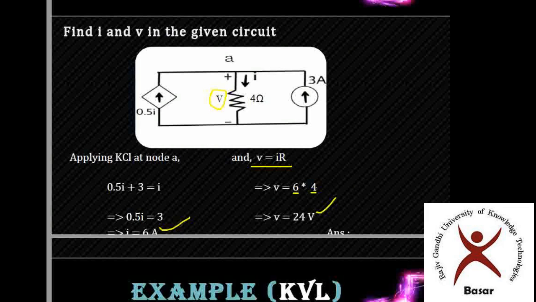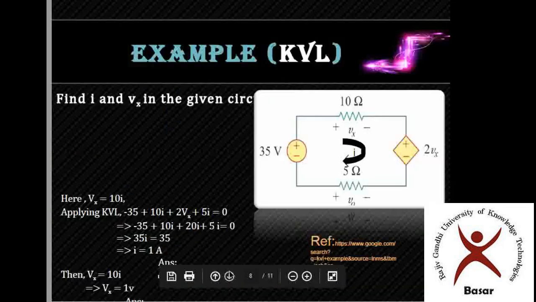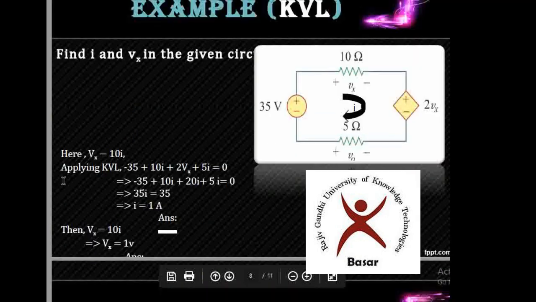Now let us try to understand KVL using another example. Here this is an example for KVL. Here we have a closed loop.